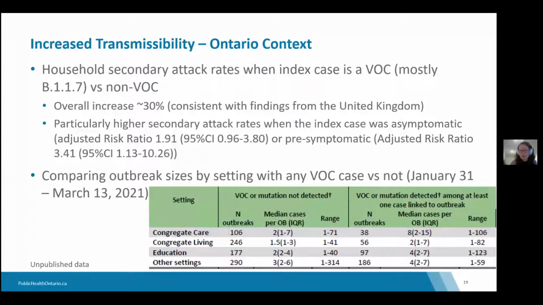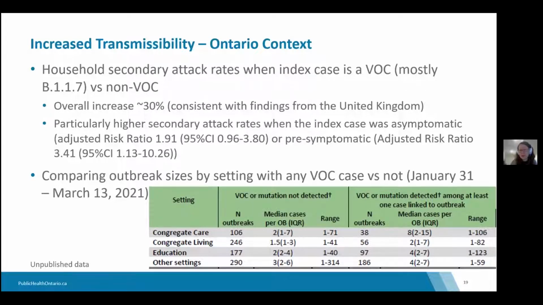We also have some preliminary data about increased transmissibility within the Ontario context. We were able to look at household secondary attack rates, where the index case was a VOC versus a non-VOC, and again here the VOC was mainly B117. We saw about an overall 30% increase in secondary attack rate amongst household members, and that was consistent with similar findings in the UK. But there was also a particularly higher secondary attack rate when that index case was either asymptomatic or pre-symptomatic, going as much as a 3.4 risk ratio higher.